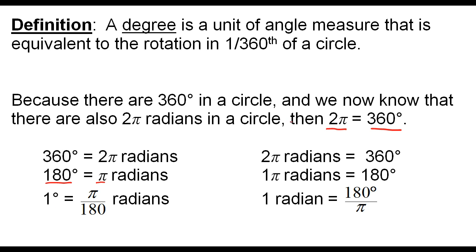It also means if I take both of these and divide through by 360, I get this equation: 1 degree equals pi over 180 radians. Or if I take this equation and I divide both sides by 2 pi, then I get 1 radian equals 180 over pi. So this is the way to link the two together. A degree is pi over 180 radians, and a radian is 180 over pi degrees.